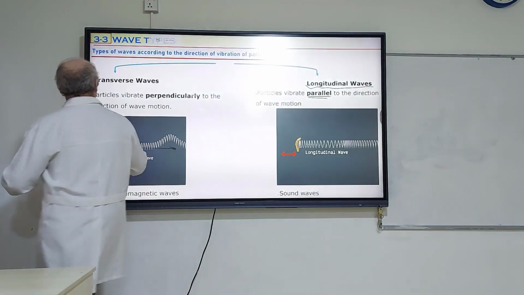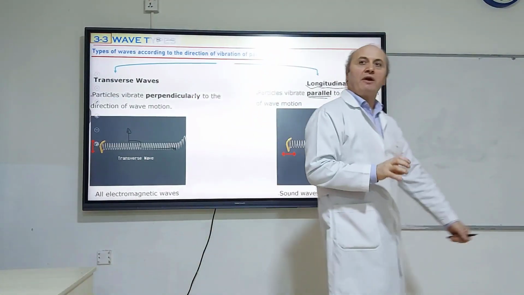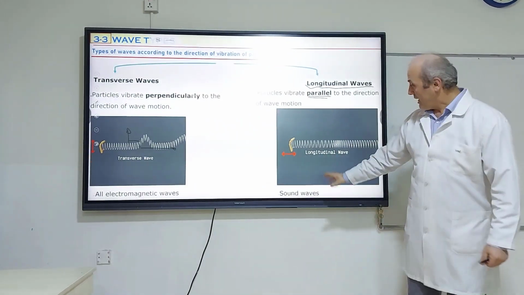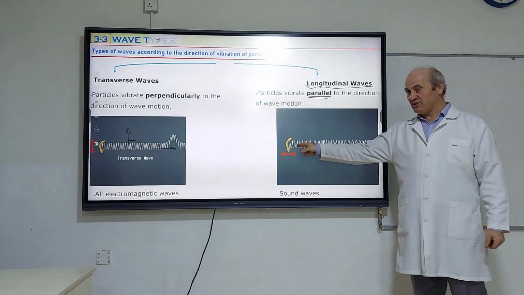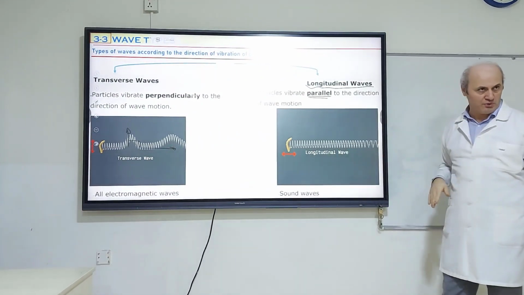Okay. The best example for longitudinal wave is sound. We will study sound in detail in chapter 4. And also when you pump the spring like this, you produce vibration horizontally, and the wave motion is horizontal too.